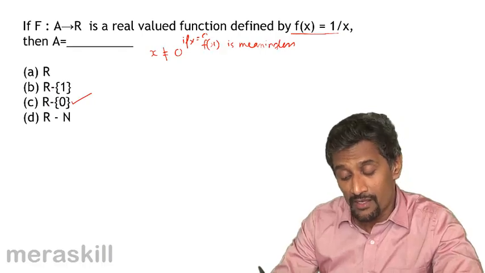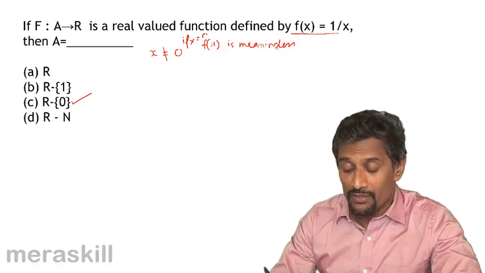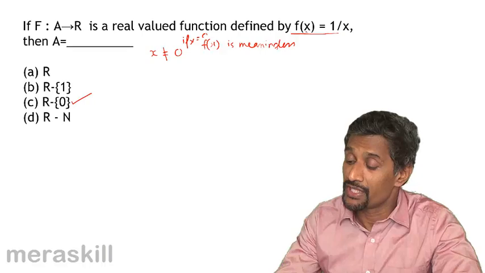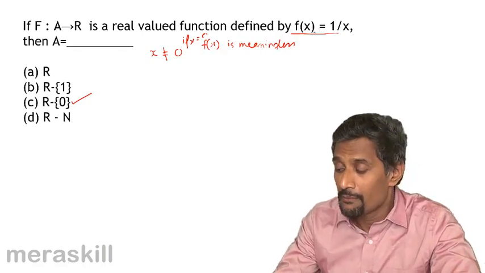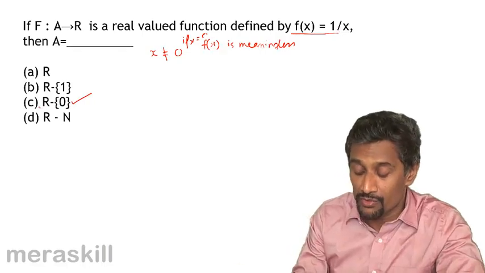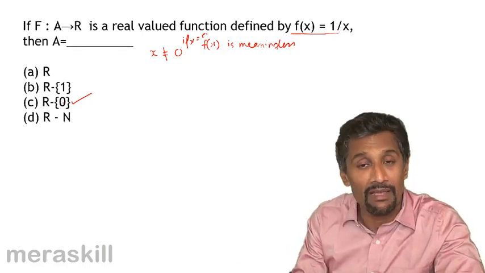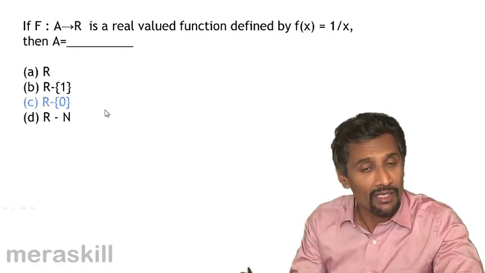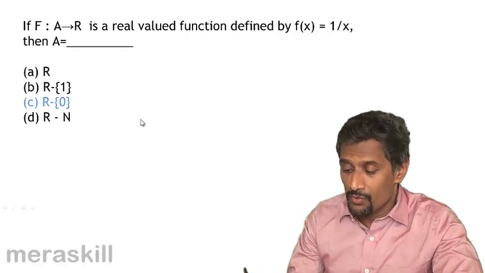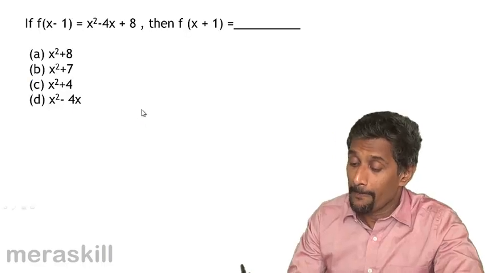So that means the answer over here is f of x. It's a real valued function, meaning it is a meaningful function provided x is not 0. So the domain should contain all real values minus 0, that is except 0, right? So we have it accordingly.